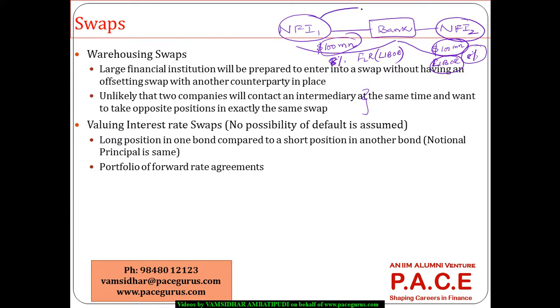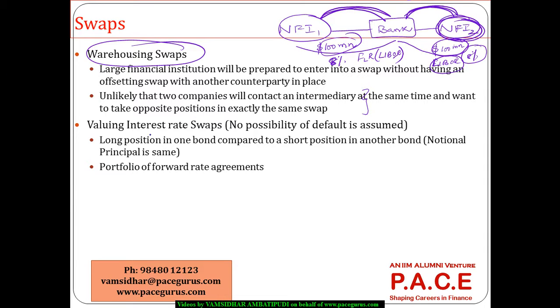So it might so happen that the bank will execute this transaction and it may have to wait to execute the other transaction. So it may have to enter into a swap without having an offsetting swap at all, without having a counterparty who can get into an offsetting swap. Now this kind of situation is called a warehousing swap. The swap which has been executed with the first party is entered into a warehouse, waiting for another counterparty who can get into an equal but exactly opposite kind of transaction. So those kinds of swaps are traditionally called warehousing swaps.